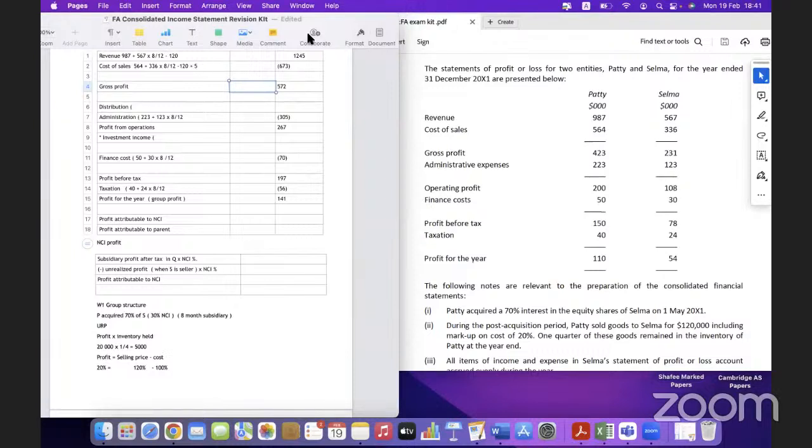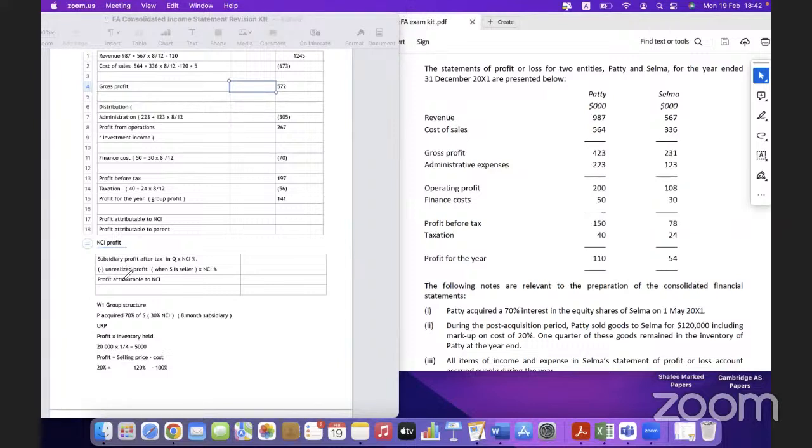Okay. Right. So, guys, I think this one is okay. Let's check and see. So, guys, wait, let me double check whether my final answer is correct. Yeah, that's okay. So, guys, then the group profit is going to be, guys, 141. Okay. Now, guys, in your exam, they might ask you maybe in section 8 to calculate NCI profit.